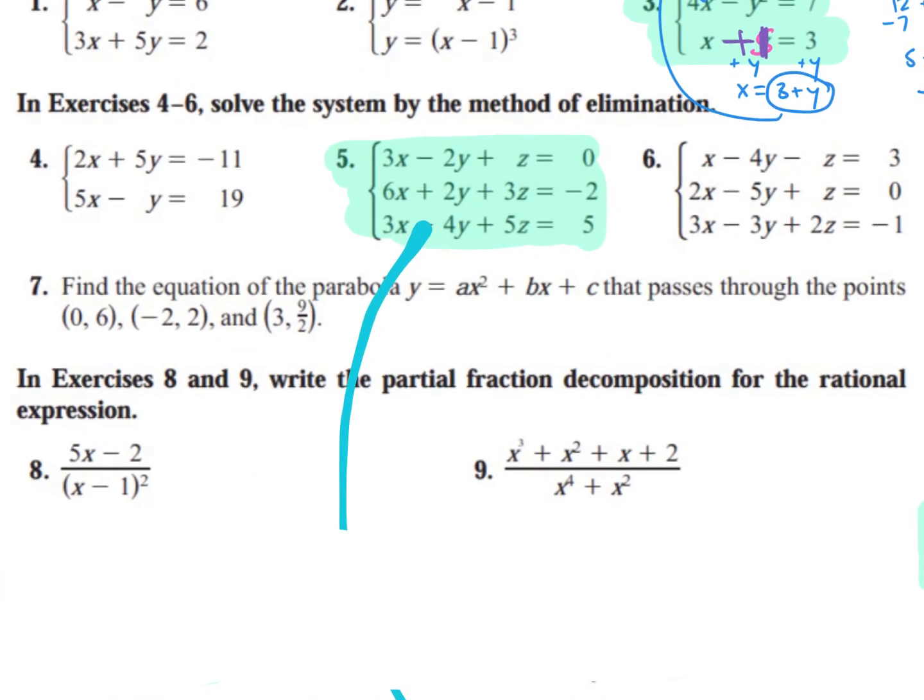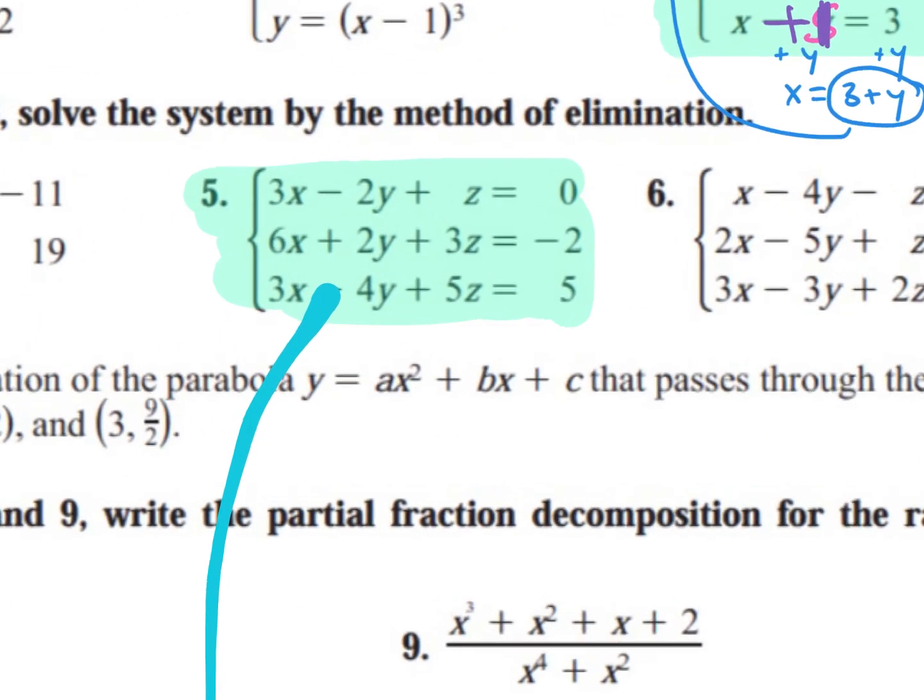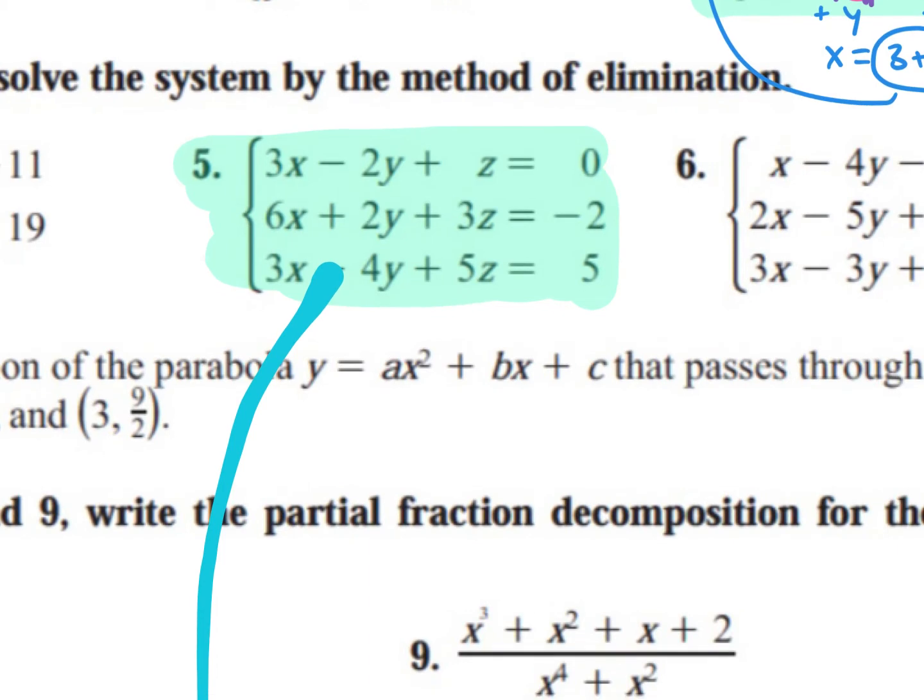Number 5, we have to solve by elimination. So we always want to pick a variable to eliminate first. I can't tell if that's a plus 4 or a minus 4. I think it's a minus. Did you get fractions when you treated it as a plus? Okay, let's treat it as a minus. So let's say that's a minus 4.